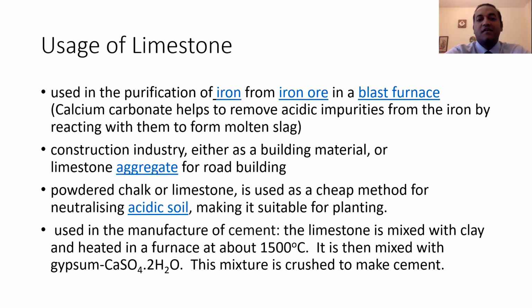So guys, according to our syllabus, calcium carbonate is used in the purification of iron. We will cover that in Chapter 10, Metal, IGCSE Coordinated Science. So calcium carbonate helps to remove acidic impurities from the iron by reacting with them to form a molten slag. So in this process, calcium carbonate is used as one of the reactants. Okay, and this calcium carbonate usually will react with all the waste or impurities inside the iron, especially iron ore, and remove that impurity by forming a compound called slag, and we use slag usually to make roads.